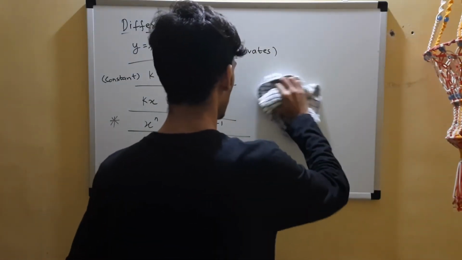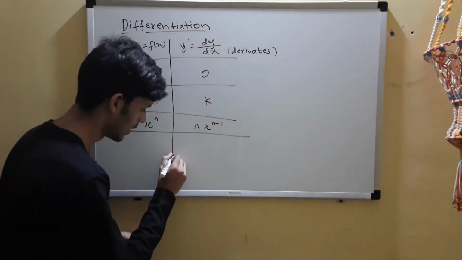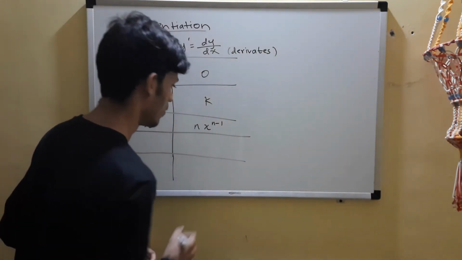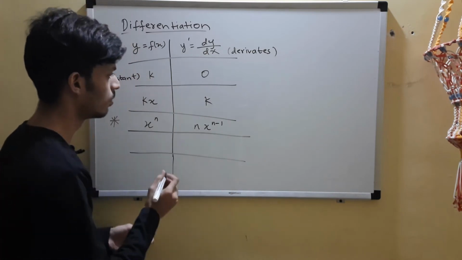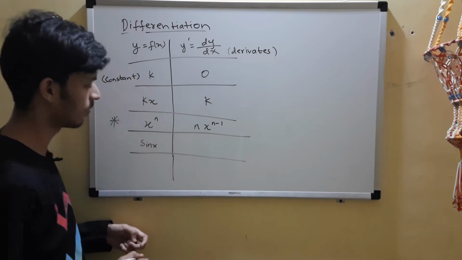So far so good. I'm providing examples, trying to provide logic. So it has a mathematical proof behind it, so we are not going into it. Now let's try some trigonometric functions.